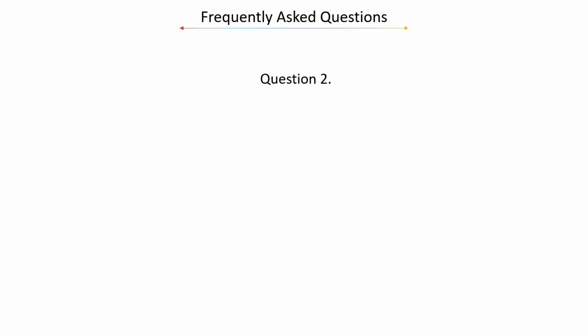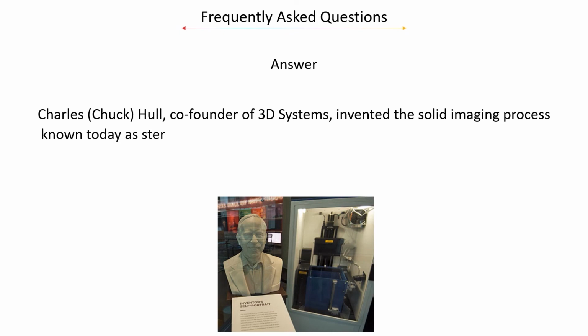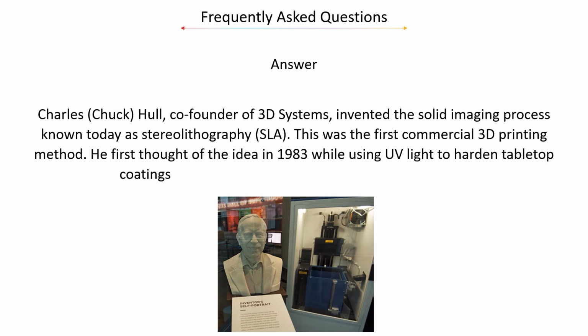Question 2. Who invented 3D printing? Charles Hull, the co-founder of 3D Systems, invented the solid imaging process known today as stereolithography, SLA. This was the first commercial 3D printing method. He first thought of the idea in 1983 while using UV light to harden tabletop coatings. In 1986, he received the patent for the process.